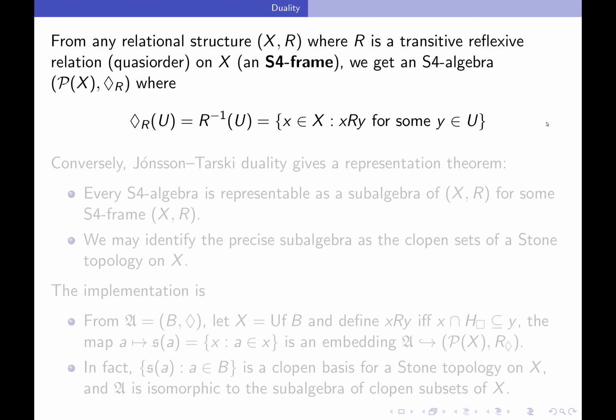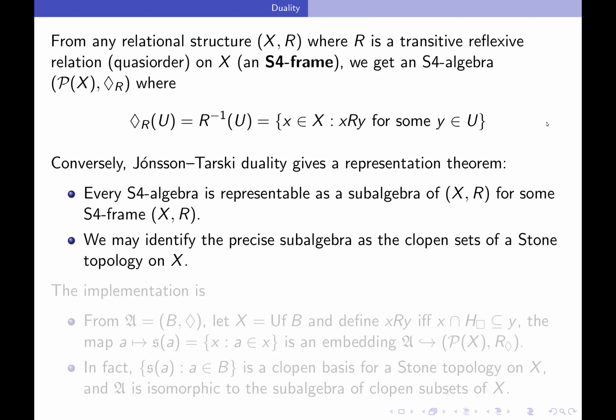When I have a structure like this, I get an S4 algebra out of it by taking, again, the power set and then using this relation to interpret this unary operator. So it turns out that this diamond R that I've defined, if R is reflexive transitive, that's sufficient to make this diamond R a closure operator. And so in this way, we get an S4 algebra.